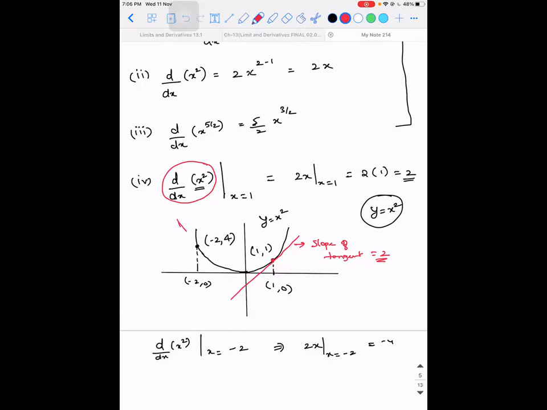At this point minus 2 comma 4, if you draw a tangent, then the slope of the tangent is how much? Minus 4, sir. Now is it clear? Yes, sir. So this is the meaning: when you find the derivative at a particular point, you're actually finding the slope of the tangent drawn to the curve at that particular point.